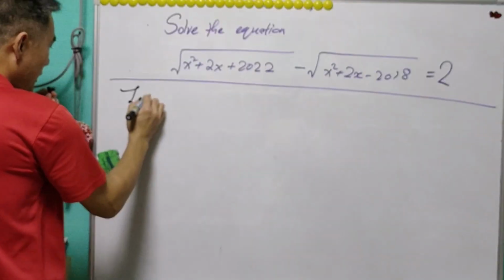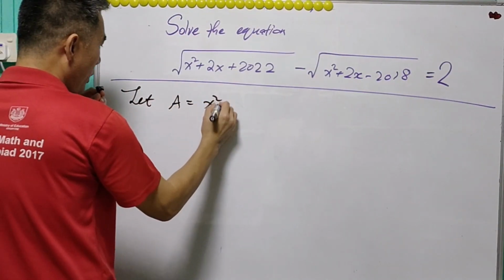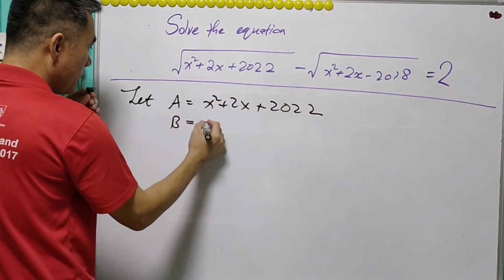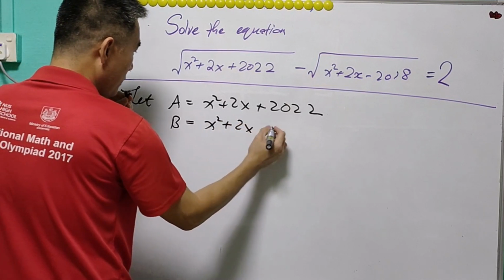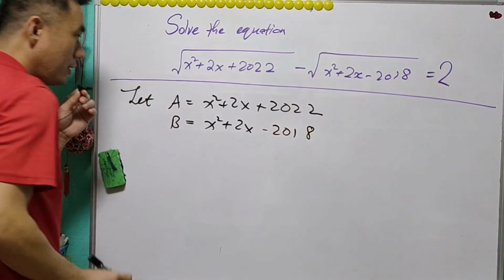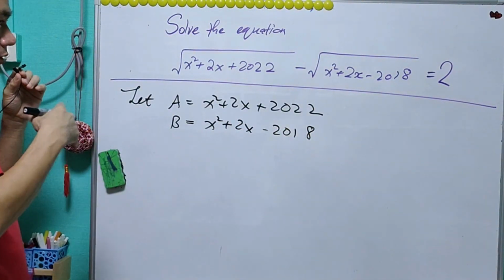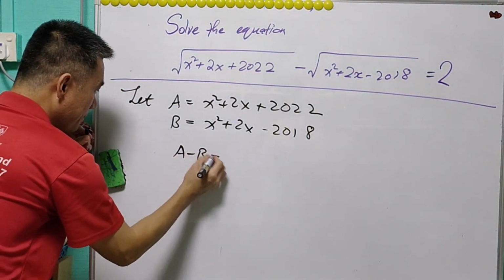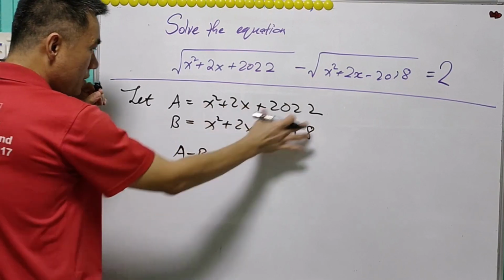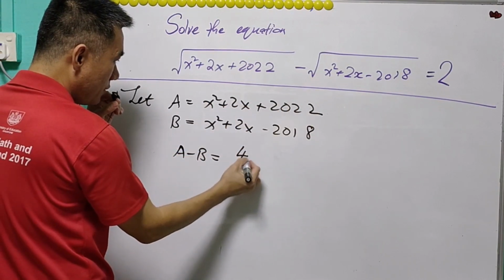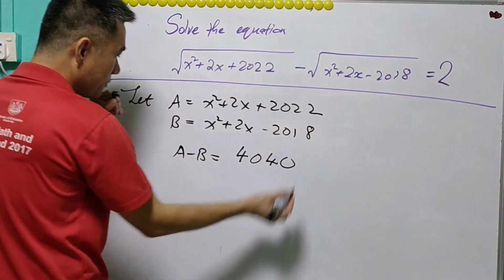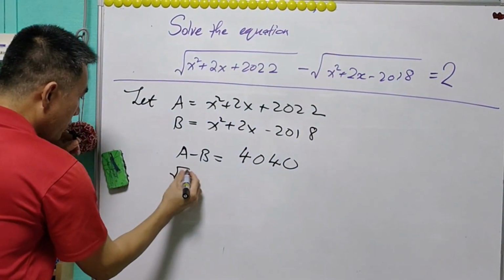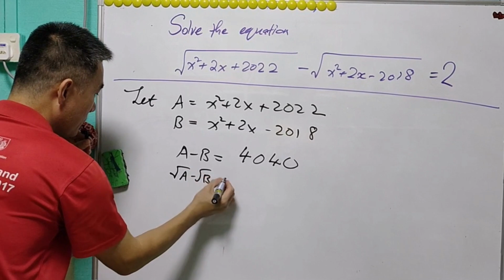Let A be x squared plus 2x plus 2022 and B be x squared plus 2x minus 2018. Now, it may not be a good idea to square both sides. Observe that A minus B, the difference of these, is actually equal to 4040. And the original equation is actually square root of A minus square root of B equals 2.